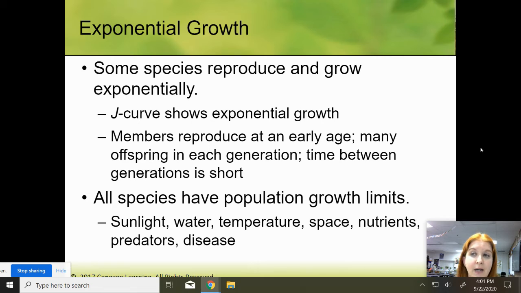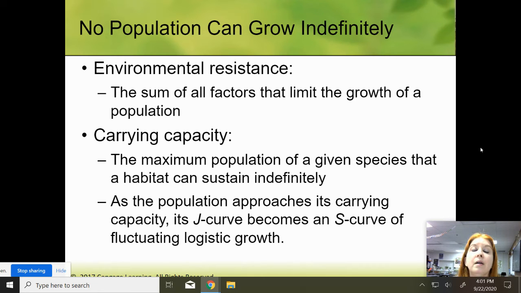Now, all species have some type of growth limits, whether it's they need sun, water, temperature, space, nutrients, or face predators and disease. Something is going to limit their population. Once again, no population can grow forever. You always have some type of environmental resistance. Your environmental resistance is the sum of all factors that limit the growth of a population, which also leads into what is called carrying capacity.